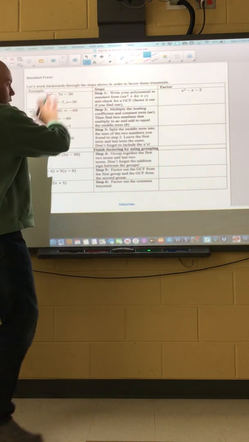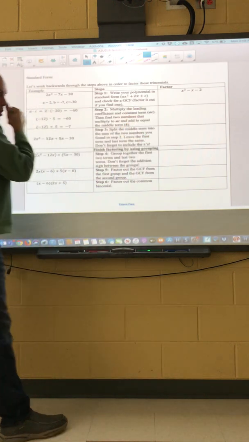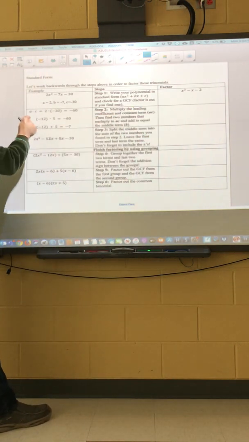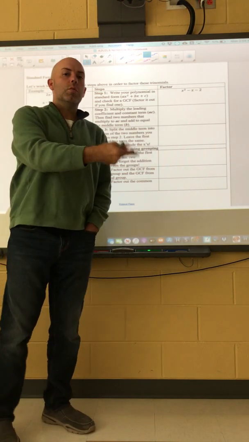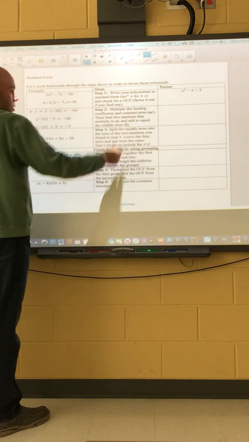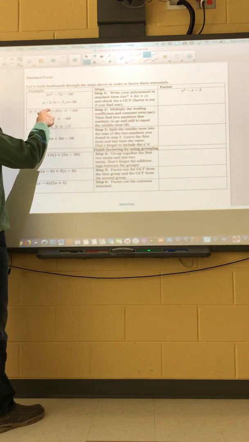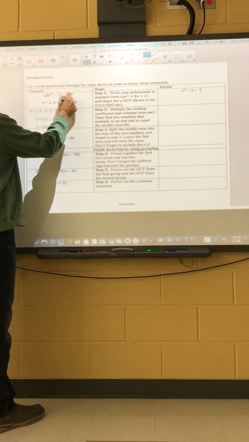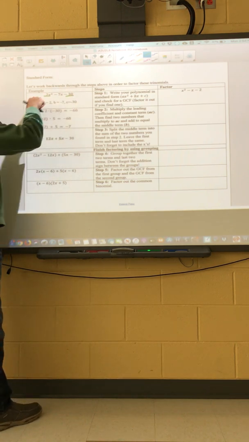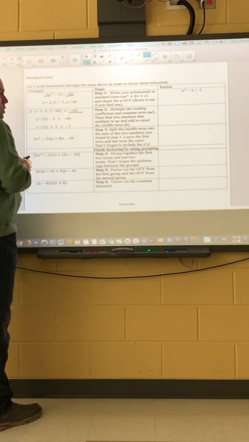Now we're going to go step by step with a pre-done example and then our example together. Step 2 is to multiply the leading coefficient, which is that term out in front of x squared, remembering that if there isn't a term there, it's implied to be a 1, and the last term, the constant. In this case, that was 2 times negative 30. So 2 times negative 30 is negative 60.